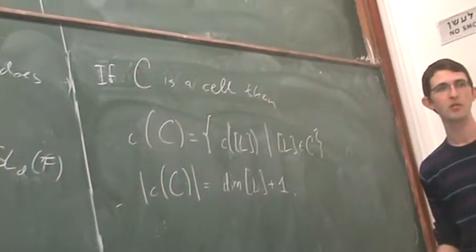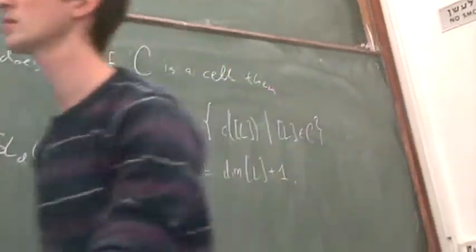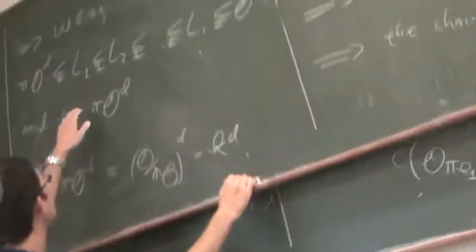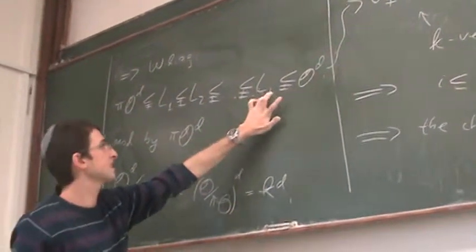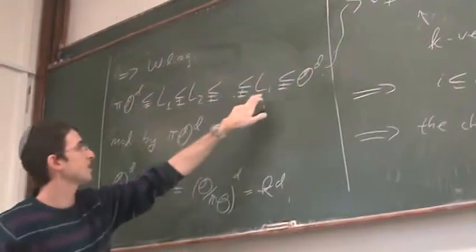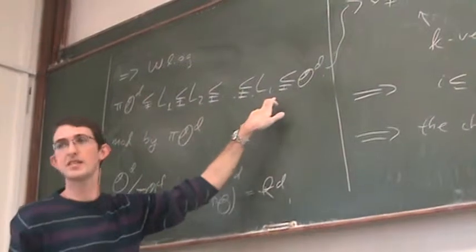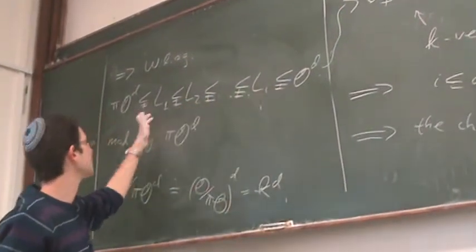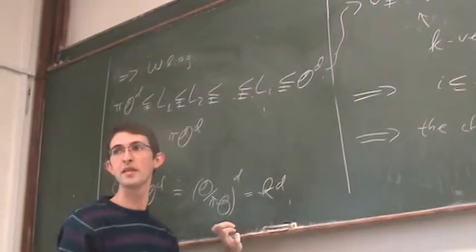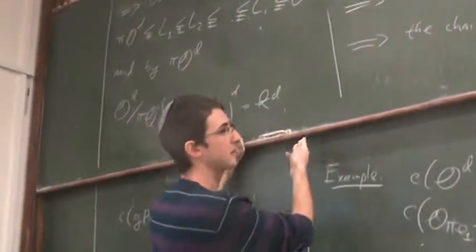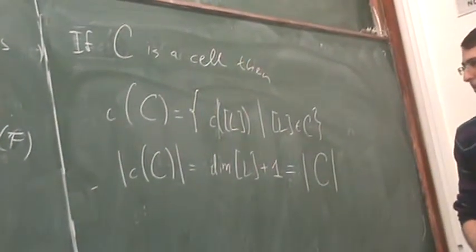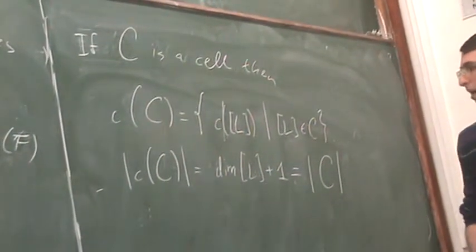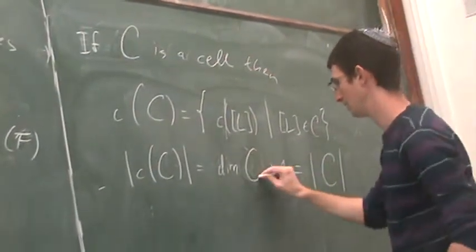Why is this? It's written here. Let's go back to this picture. If I have a cell, these lattices have to be of different indices inside O to the d, so they have these different colors. The dimension of the cell is just the size of the cell. You wrote dimension of lattice. Sorry, yes, sorry.